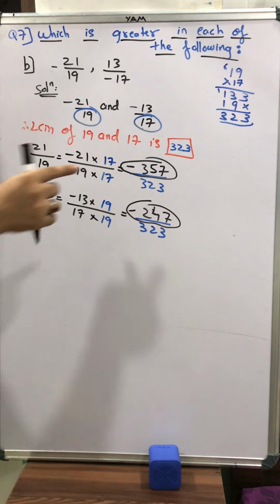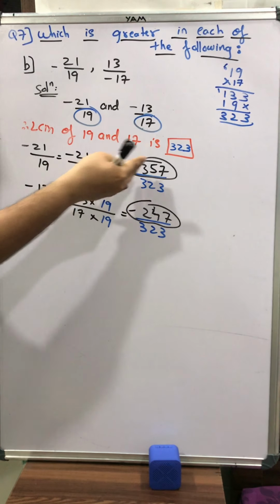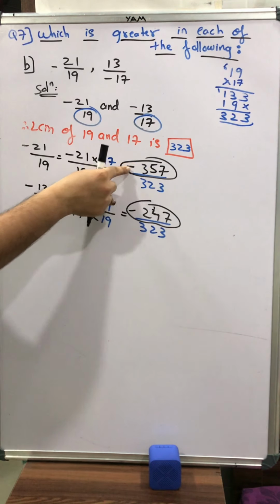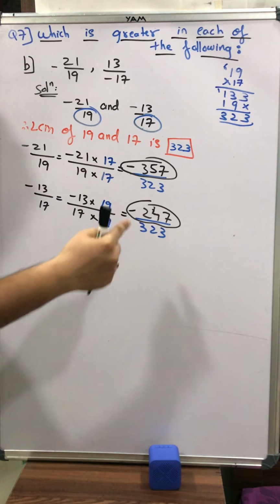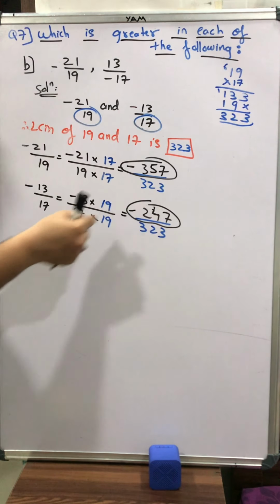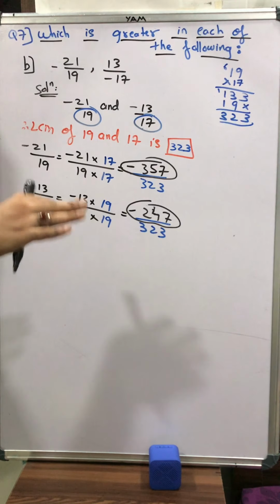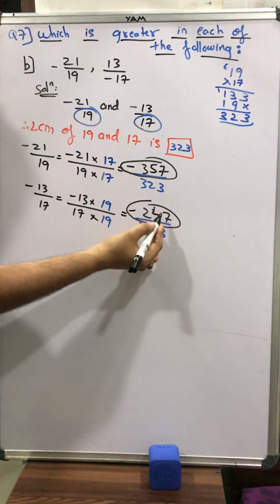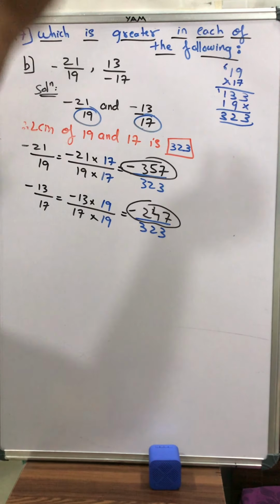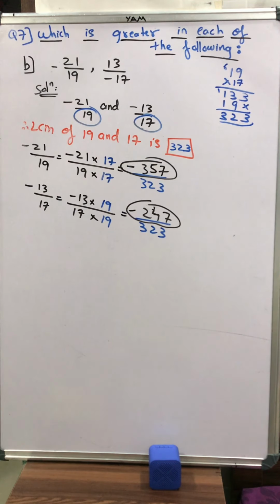So be careful, we have a minus sign here. So 357, but it is minus 357. So minus 357 is less as compared to minus 247 because we have a negative sign. So the lesser the number with a negative sign, the greater is its value. So minus 247 is bigger, it's greater as compared to minus 357.